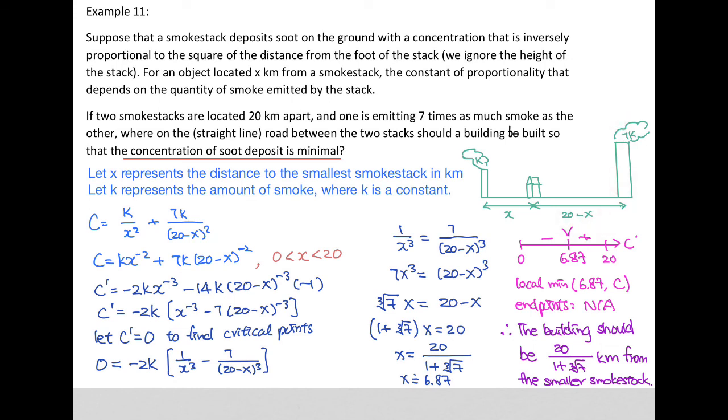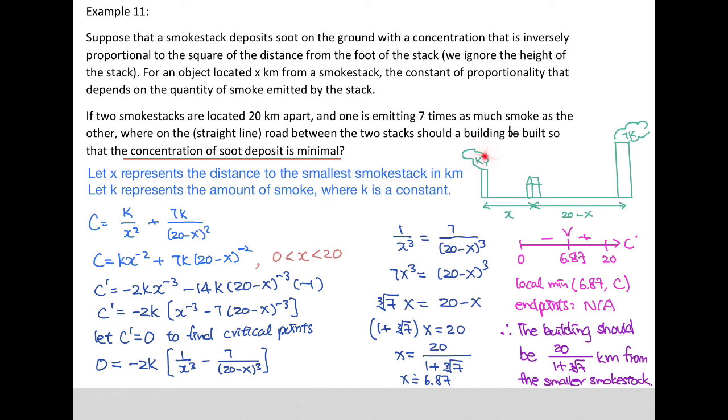Next, let's find our equation. Since we are finding the minimum concentration of the smoke, my equation will be concentration. And how do I find the equation now? Let's read the question. It says a concentration that is inversely proportional to the square of the distance from the foot of the stack. So the amount of smoke that this house is getting from the smaller stack will be the concentration of the smoke, K.